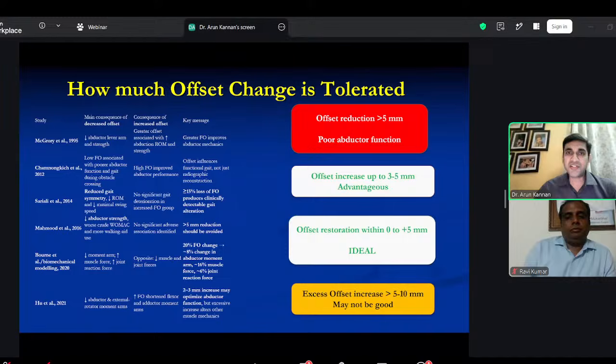So how much offset change is tolerated has been fairly well studied. I guess offset restoration within 0 to plus 5 mm would be the ideal based on the current evidence. If we reduce the offset more than 5 mm, then as I said, there is poor abductor function. An increase of up to 3 to 5 mm has been shown to be advantageous in a few studies, but excessive increases may not be good. So what we know is 0 to plus 5 mm would be an ideal offset. Reduced offset is certainly not good. For excessive offset, there is no concrete literature at this point of time, but more than 5 to 10 mm lengthening may not be a good idea.